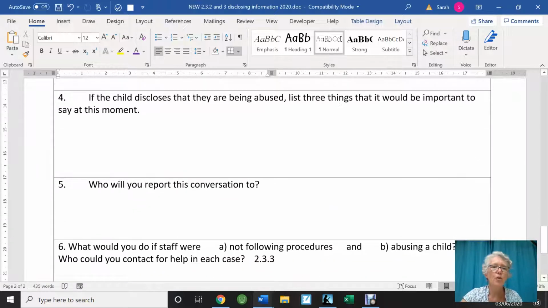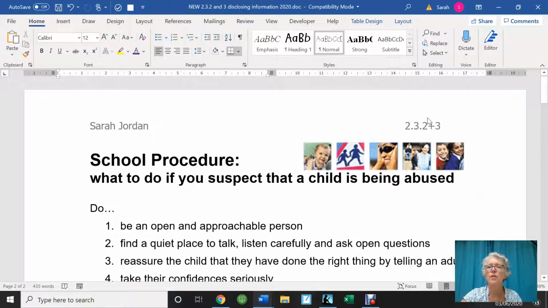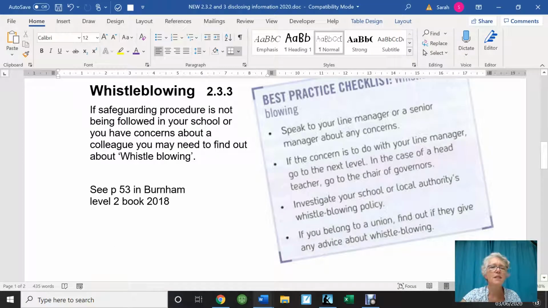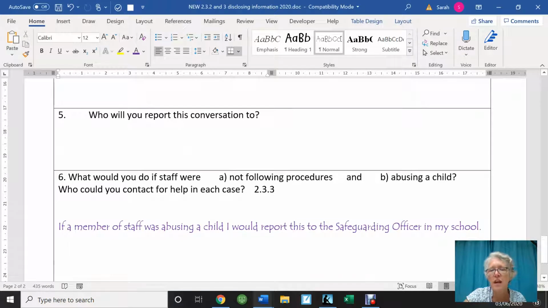Okay, so if you answer questions 1 to 5, that will mean that you have covered 2.3.2. Let's have a look at 3.3 now. This is what to do if an adult is abusing a child in school, one of your colleagues, or what if you think that somebody in school is not following the procedures, what would you do?